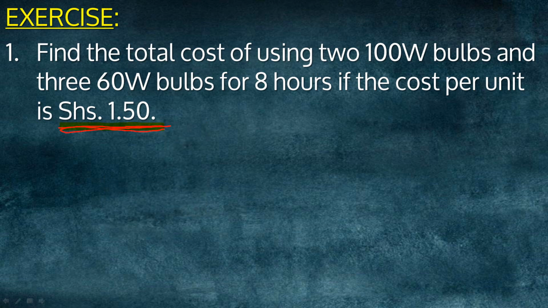Let's change this and say if the cost per unit is, let's use the current shillings, 830. For example, for Uganda right now, 830. Don't use the previous figure, please.